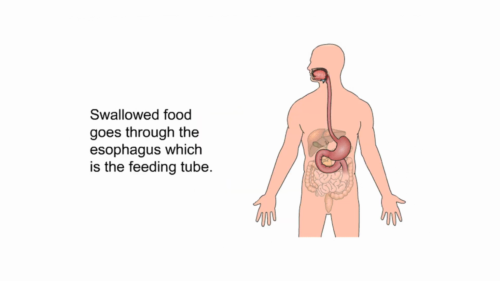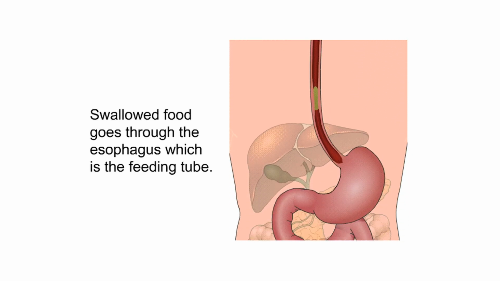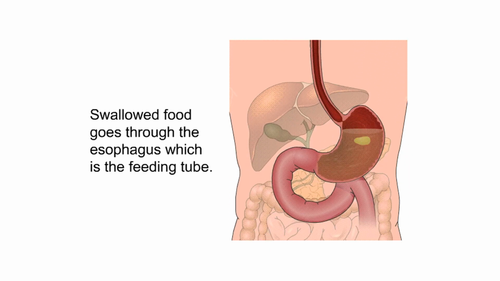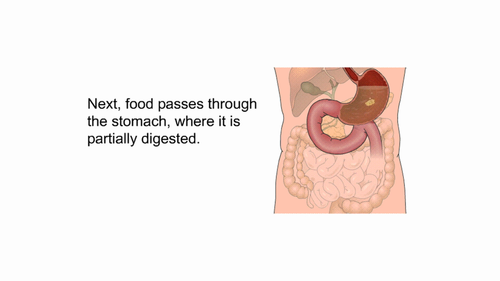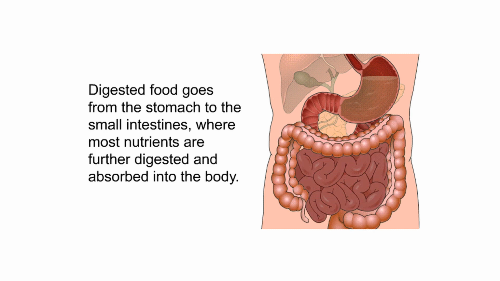Anatomy. Swallowed food goes through the esophagus, which is the feeding tube. Next, food passes through the stomach, where it is partially digested. Digested food goes from the stomach to the small intestines, where most nutrients are further digested and absorbed into the body.